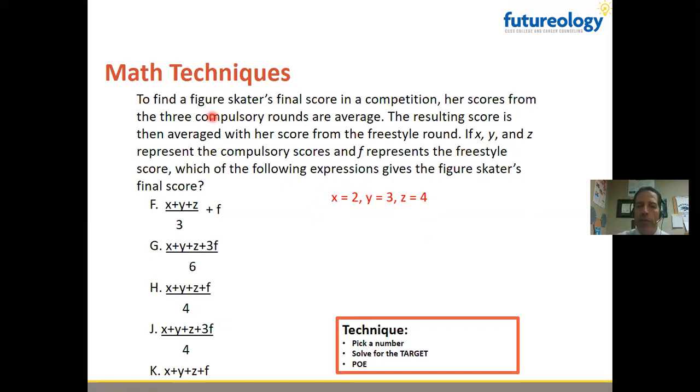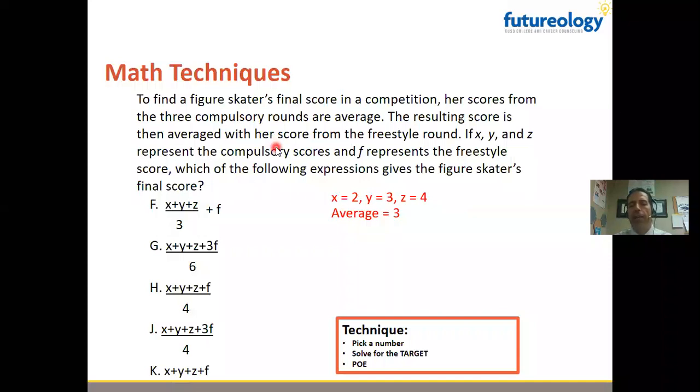Plus, if we read this, to find a skater's final score, her scores from 3 rounds are averaged. Well, if I pick these 3 numbers, the average is easy. I just pick the middle number. So the next step would be to find the average. If I pick those simple numbers, I don't really need a calculator to do this. So it makes it really easy. The next step, all right, so we're picking numbers. Now we go back and we're solving it.